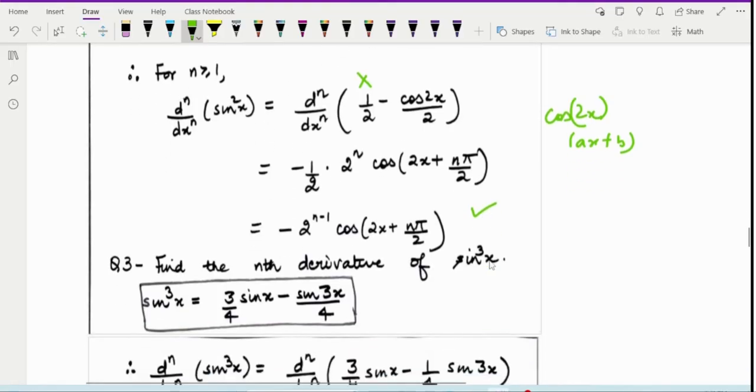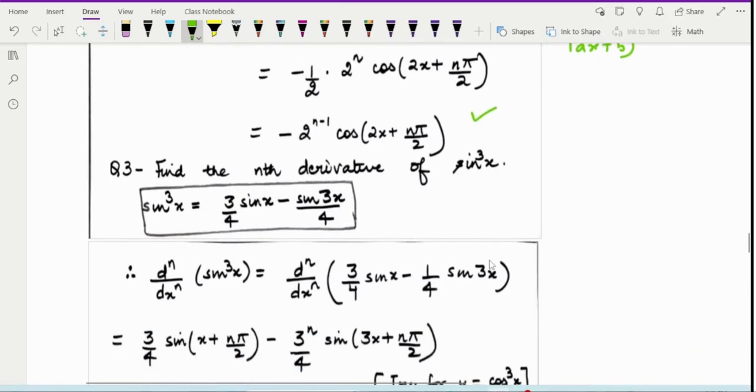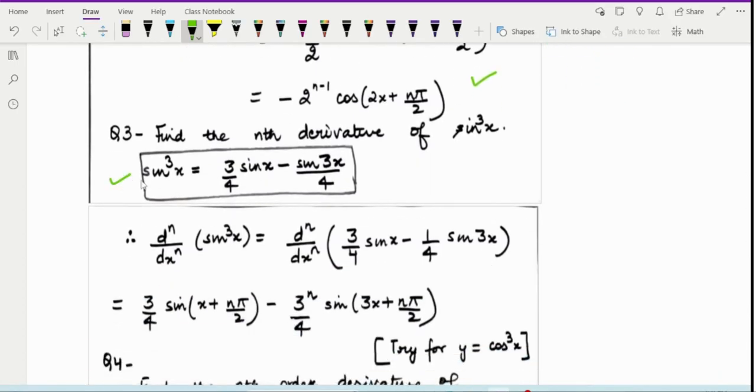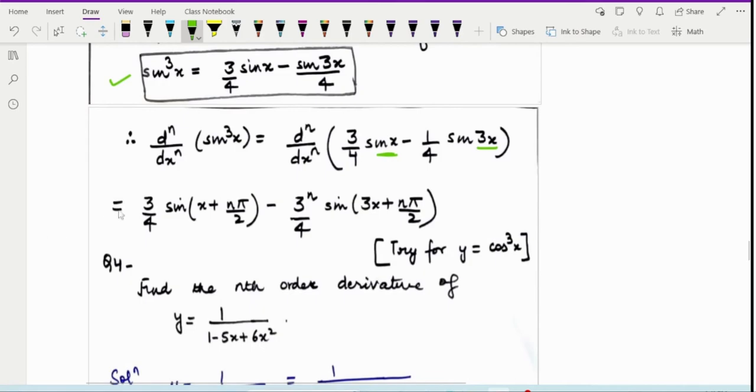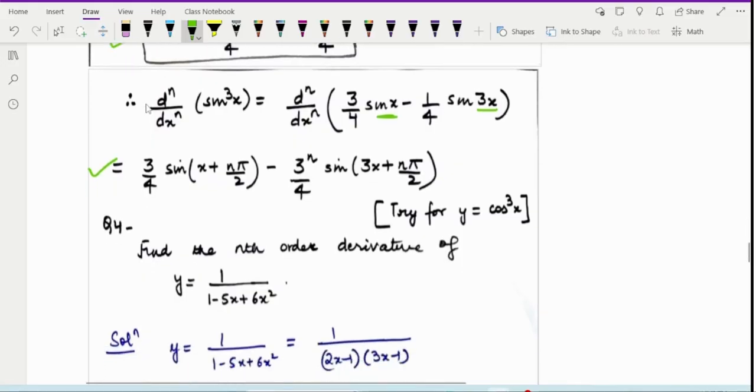In fact, it's easy to handle sine cube x because we do have a formula for sine cube x also in terms of sine x and sine 3x. So doing that here and using the standard form sine ax plus b, both of them take that form for different choices of a and b, and you use the formula straight away to get these results for the nth order derivative. You can even try this question for cos cube x because you do have a formula for cos cube x also in terms of arguments of sine and cosine. So let's move on to the next question.